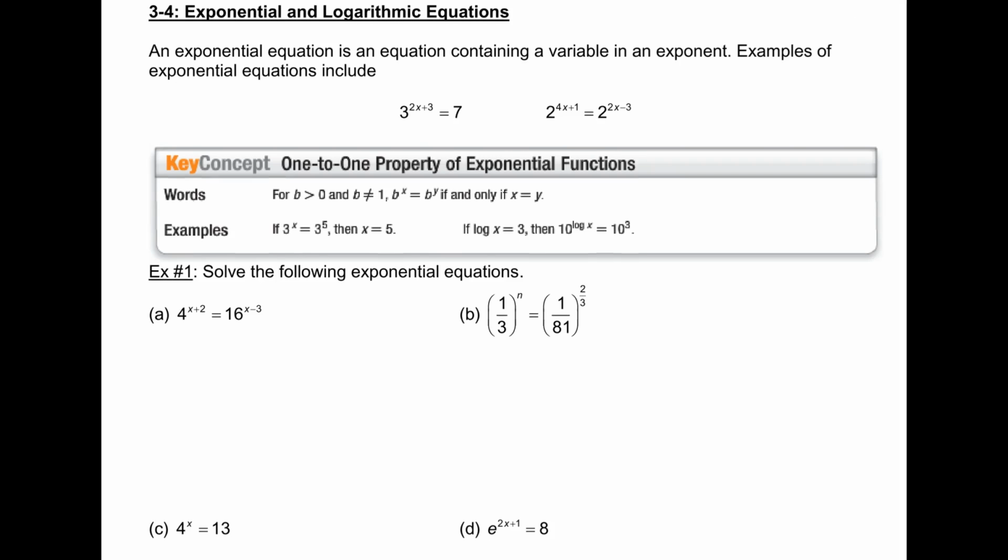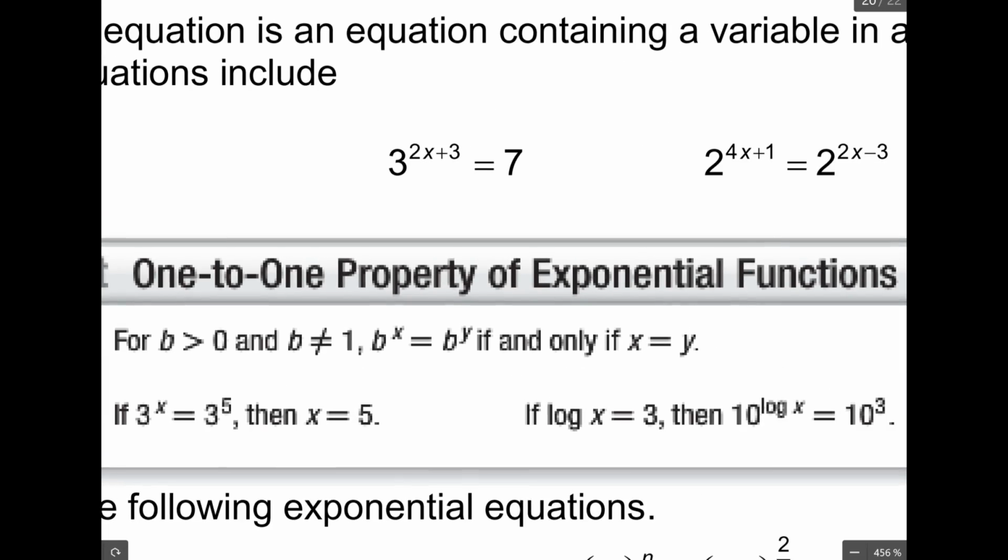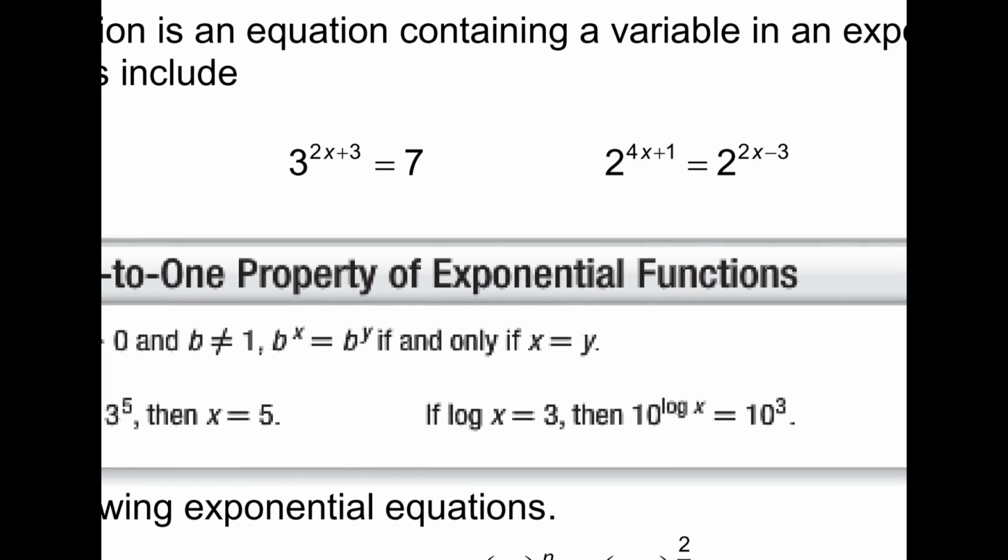An exponential equation is literally an equation containing a variable in an exponent. So this is one: 3 to the 2x plus 3 equals 7. Right, because I have an exponential. Equations always include an equal sign.